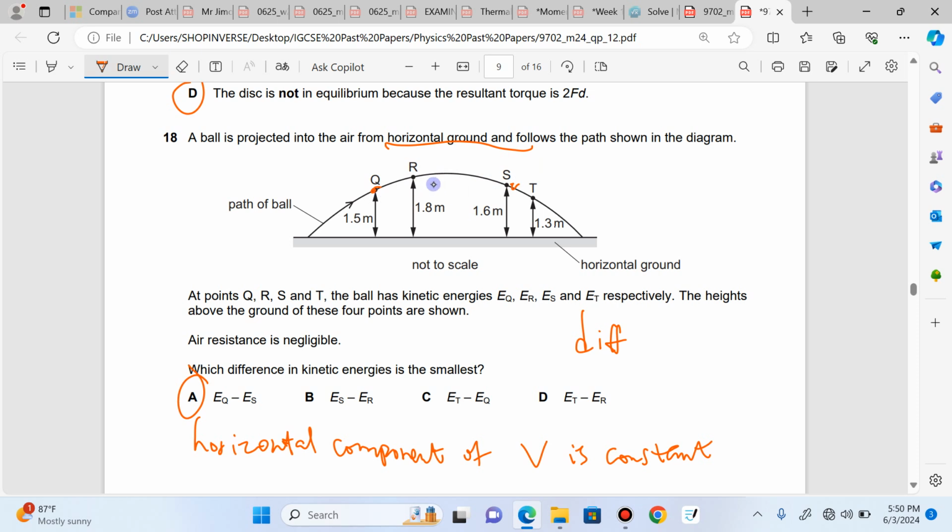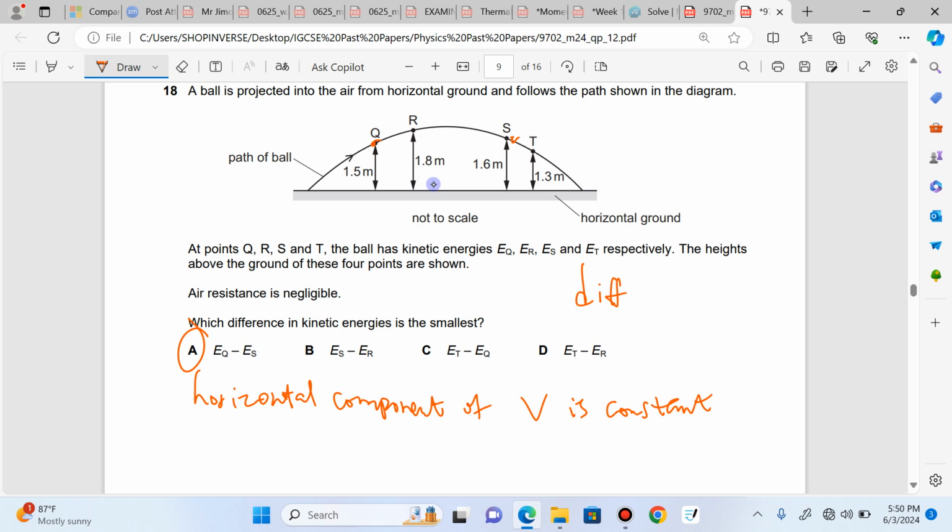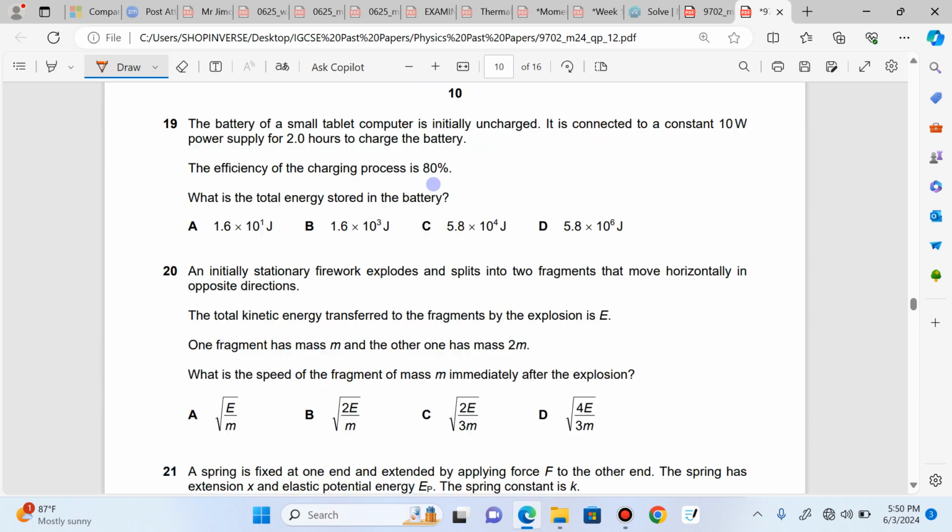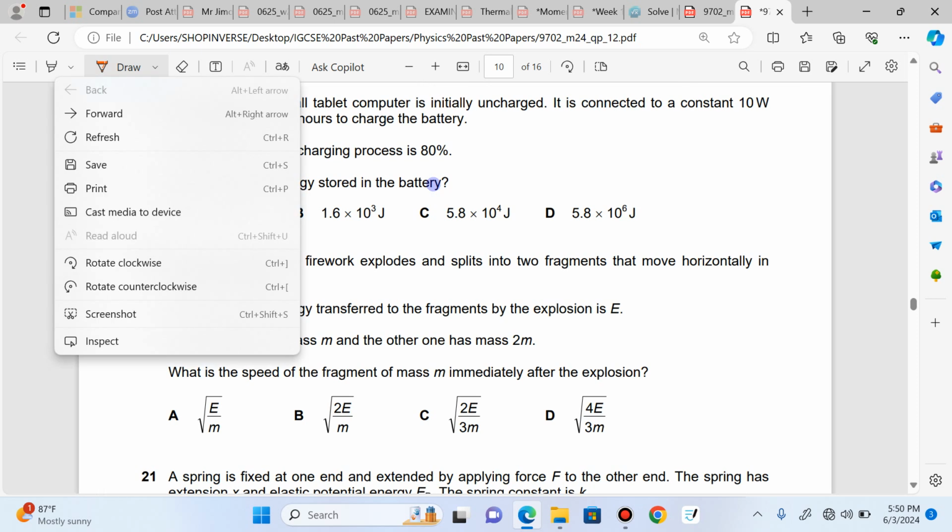When 2 points are at the same horizontal level from ground level, they have the same velocity and the same kinetic energy, okay? While a point like this has the smallest kinetic energy and the smallest speed, and these 2 points down here have higher speed and the highest kinetic energy. That's one thing about projectiles.